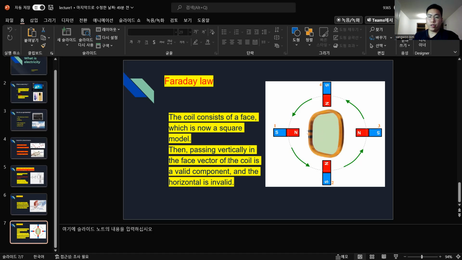Let's, to understand this, look at that. Passing particularly in the phase vector of the coil, the vertical is a valid component, and the horizontal is invalid. If you guys just see this sentence and understand this, you are really geniuses. Most of you hope to understand it, but I didn't, so I will explain it like I couldn't understand, you know what I mean.